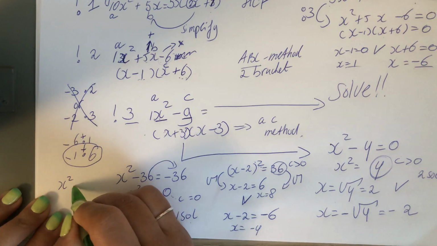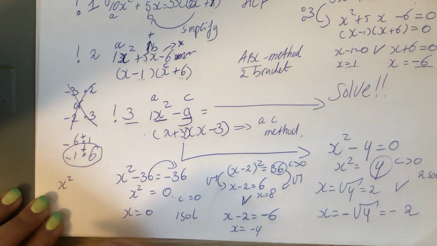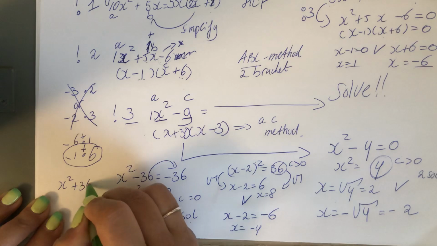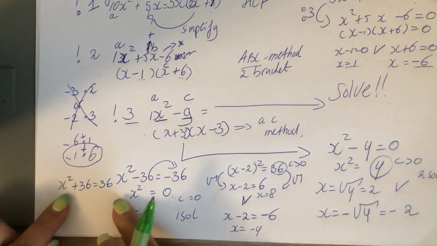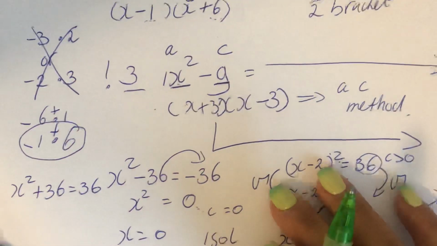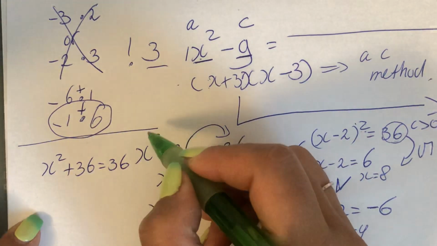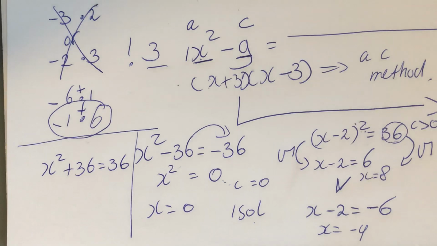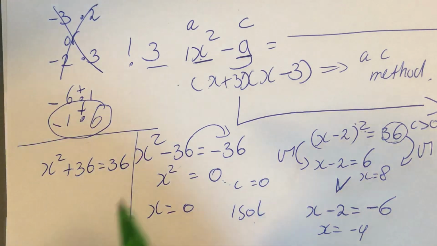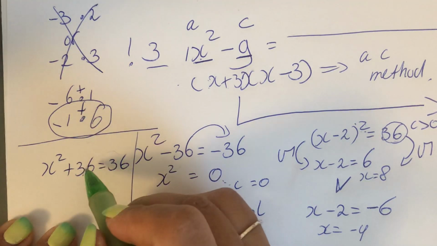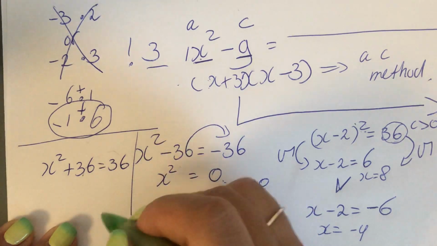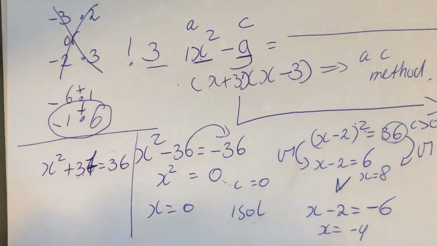Let me take another example. What about this one? What would you do first? Make some space over here. Balance method, sure, bring it over. You bring this over. I took a wrong example. Let me change it a bit. Let me make 37 out of it.